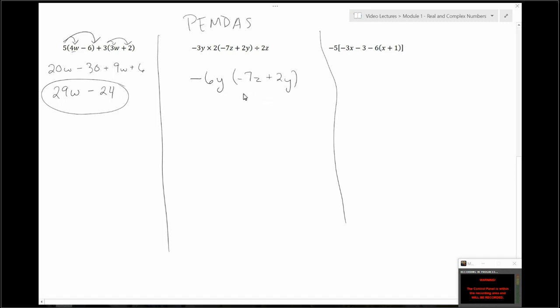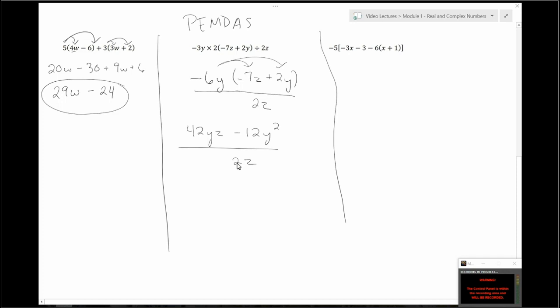So I'll divide this parentheses by 2z. So really it's dividing this entire thing. So this is where that ordering actually came in and mattered. It would look very different if I waited until the very end to divide. All right, so now I can distribute. (42yz) minus 12y squared all over 2z.